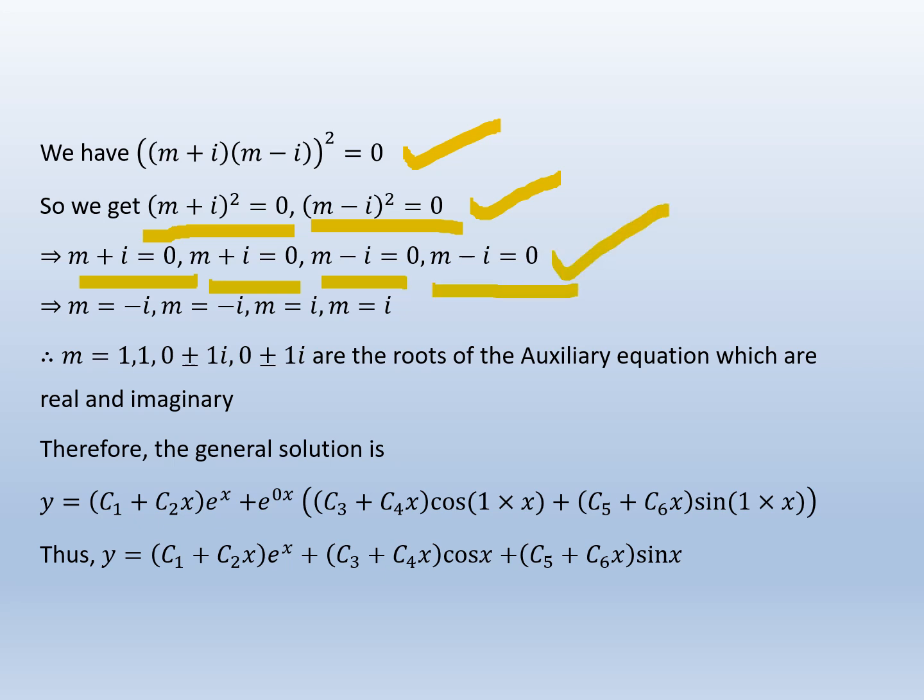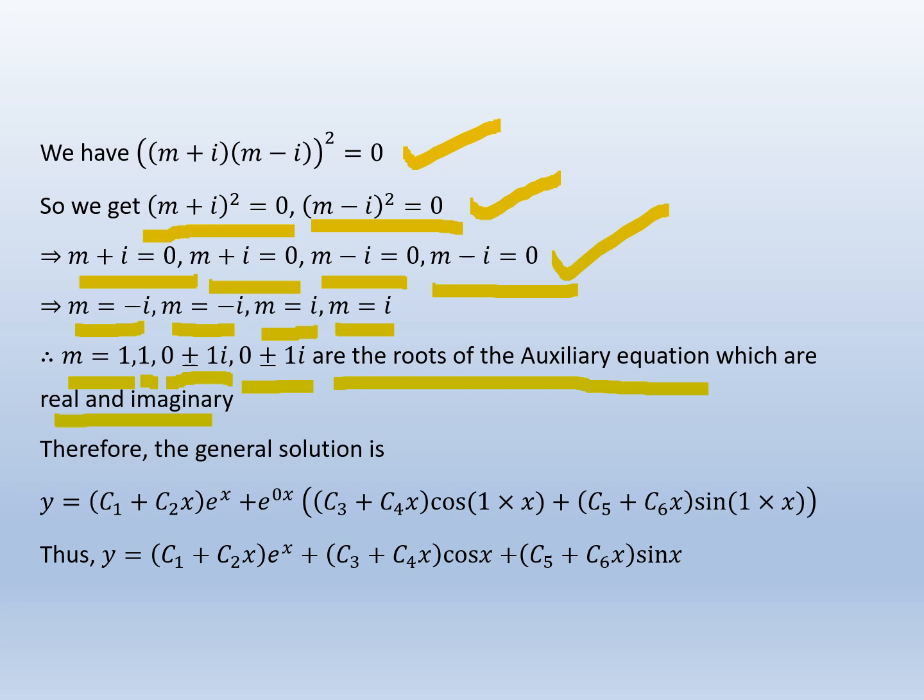From these four equations, we have m = -i, m = -i, and m = i, again m = i. Previously, we have m = 1 for 2 times. Finally, therefore, m = 1, again 1, and 0 ± 1i, again 0 ± 1i are the roots of the auxiliary equation, which are real and imaginary. And these roots are repeated roots.